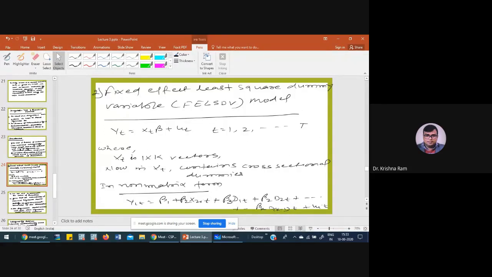Any doubt? Because you are going to move on to the fixed effect least square dummy variable model, the second model of the panel data set. Any doubt? Can you hear me? At least say yes or no.